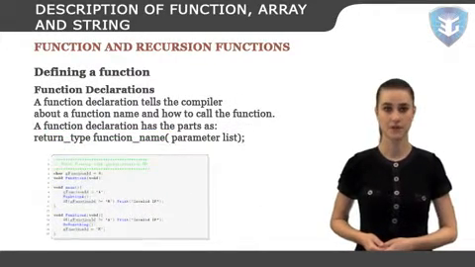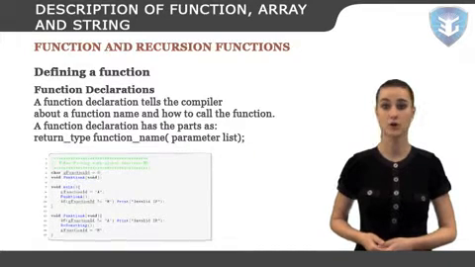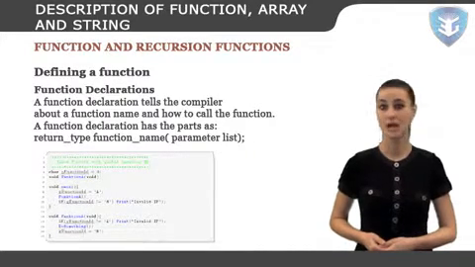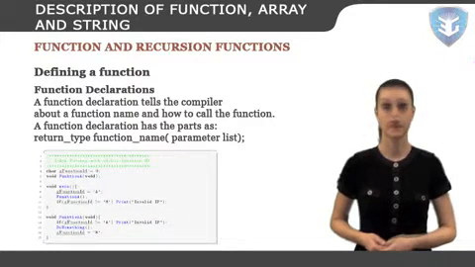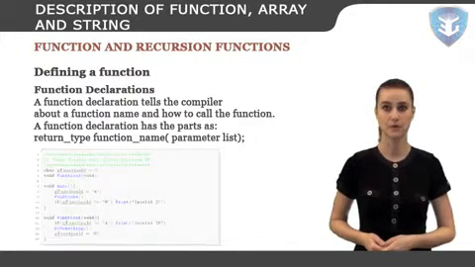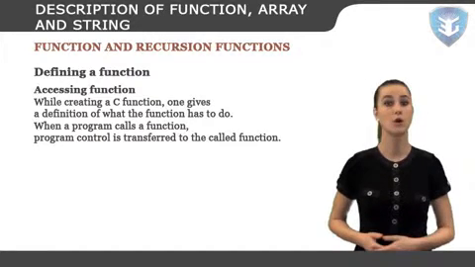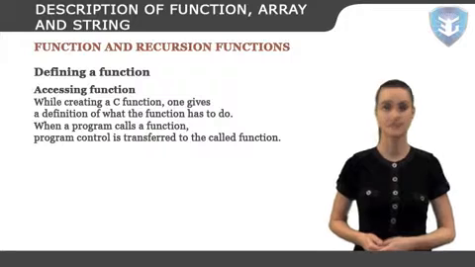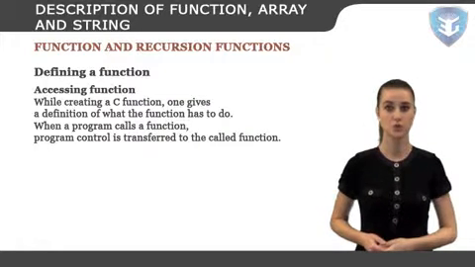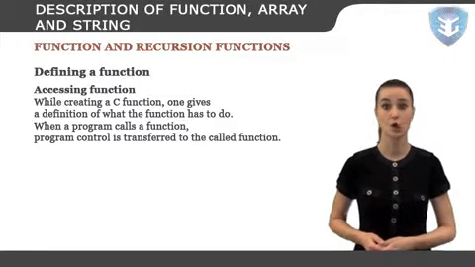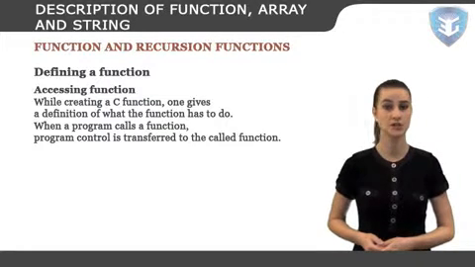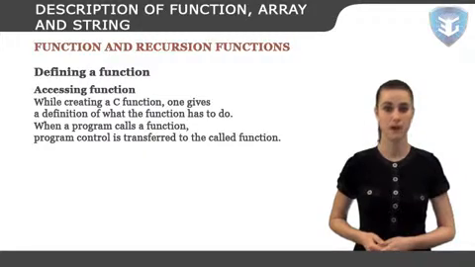Function declarations. A function declaration tells the compiler about a function name and how to call the function. The actual body of the function can be defined separately. A function declaration has the parts as shown here. Accessing function. While creating a C function, one gives a definition of what the function has to do. To use a function, one will have to call that function to perform the defined task. When a program calls a function, program control is transferred to the called function. A called function performs the defined task, and when its return statement is executed, or when its function ending closing brace is reached, it returns program control back to the main program.